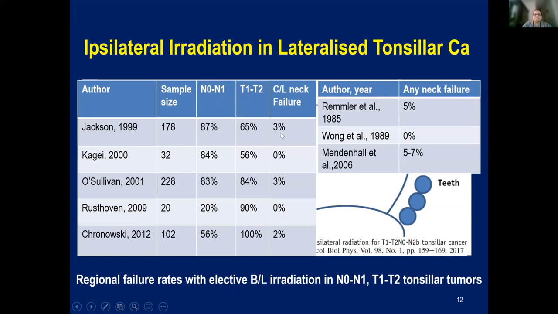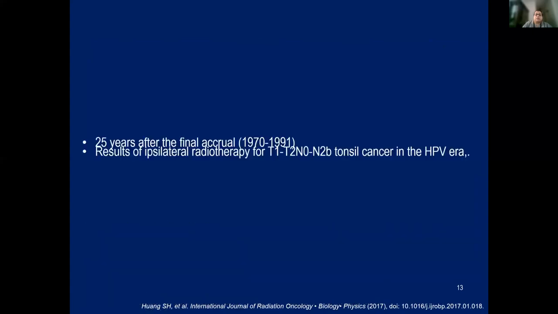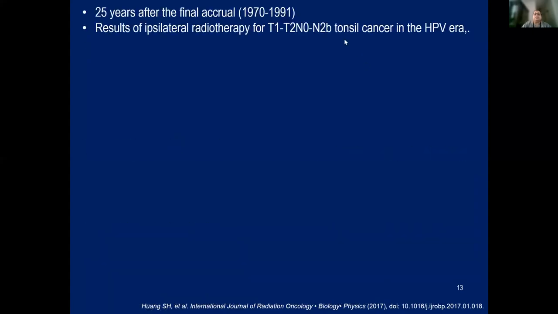There are several series that have reported the outcomes with unilateral irradiation, with outcomes as high as 90% control and in some cases even 100% control. And the regional failure rates with elective bilateral radiation in both, this is what can be seen. Any neck failure is very low, less than 5 to 7%. And this is irrespective of the HPV status of the patient.